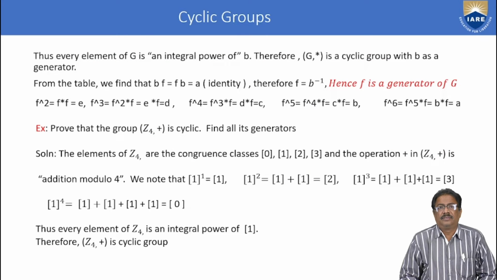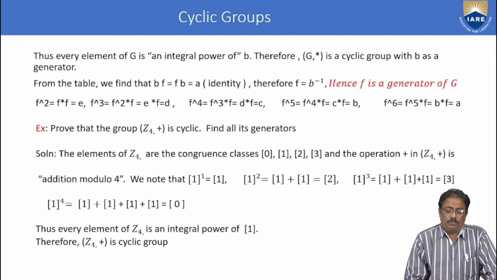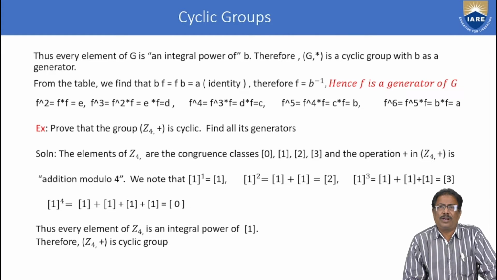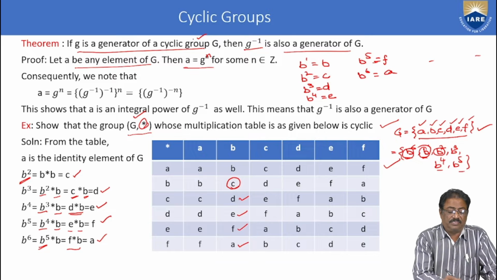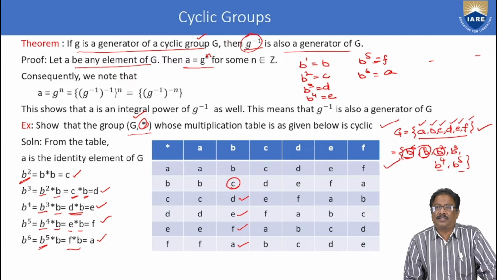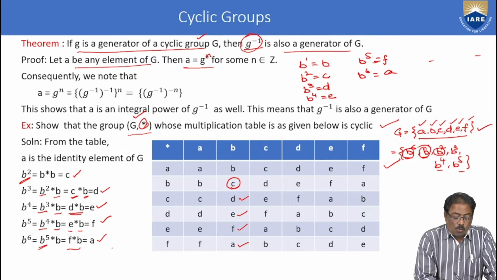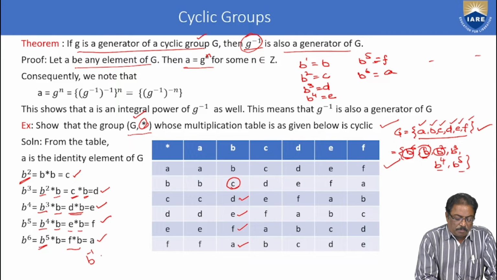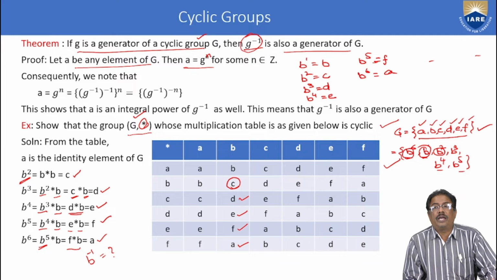Now the thing is whether the generator is unique or not. So for that we have to identify what is B inverse. Earlier we said that if G is a generator of a group, then G inverse is also another generator. Now we have to verify what is the B inverse value. So before finding B inverse, we have to know what is the identity element.